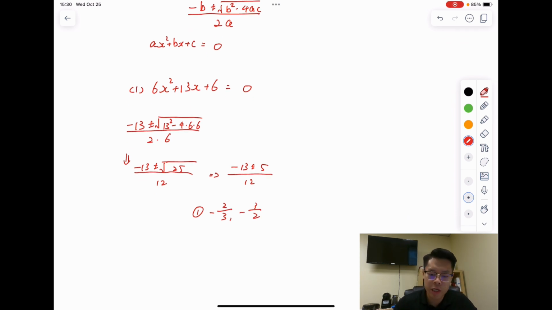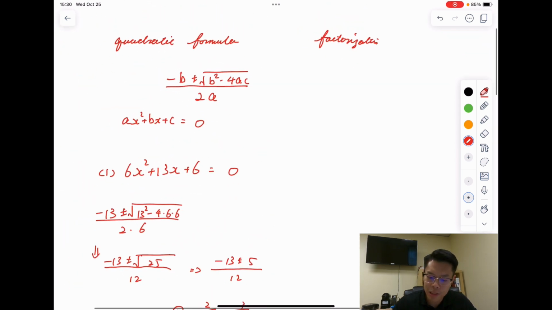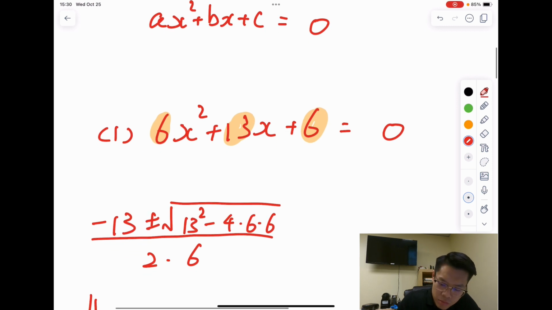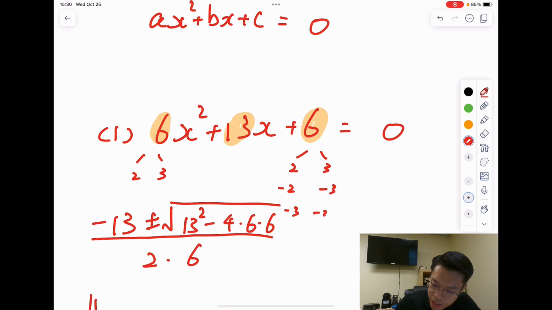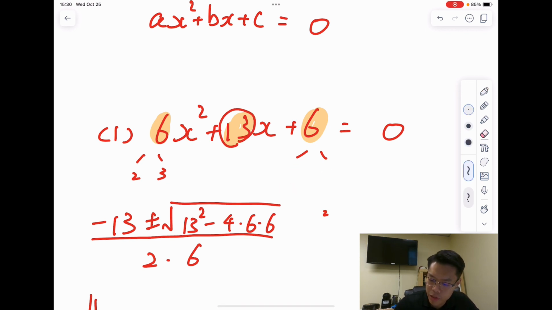So how do we use factorization for this question again? If we look at 6, 13, and 6 again, in our mind we're combining the terms together. What are the factors of 6? The factors of 6 are 2 and 3, right? And for the other 6: 2, 3, negative 2, negative 3, or negative 3, negative 2. So we have to try different combinations to make up the 13. Let's try to factorize this question.